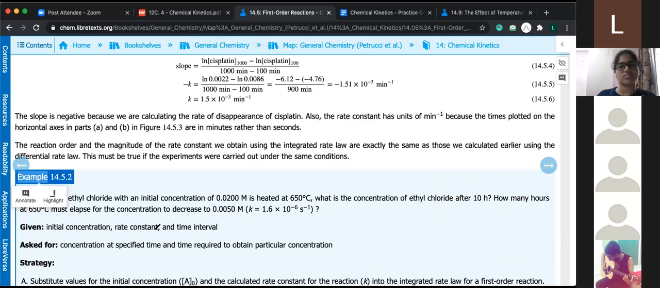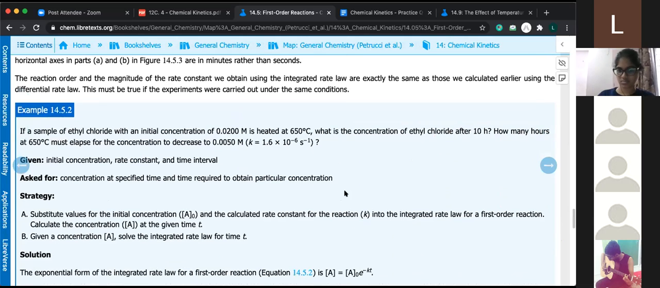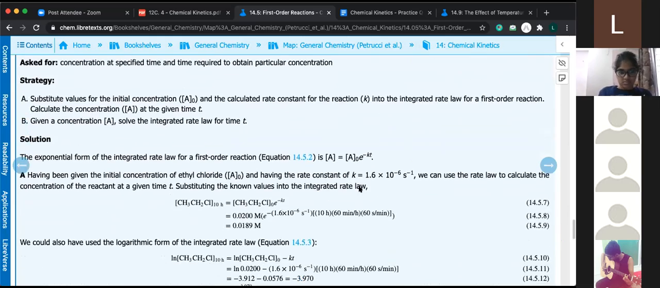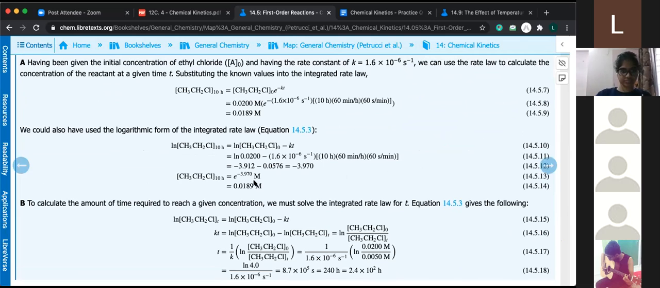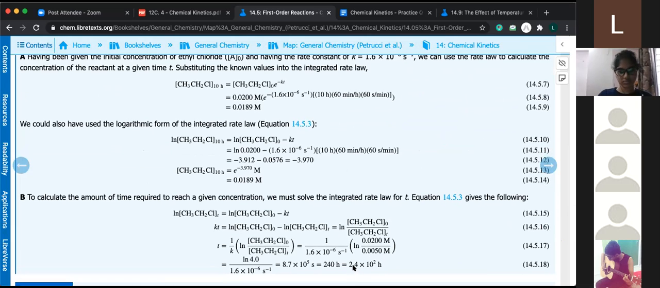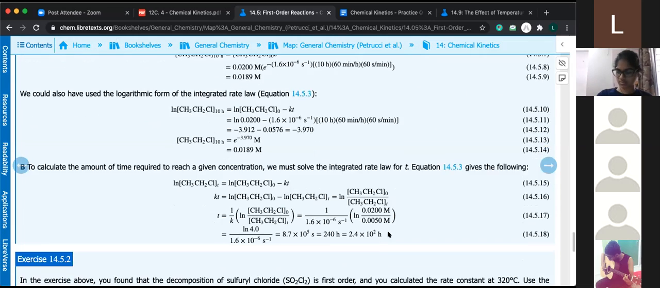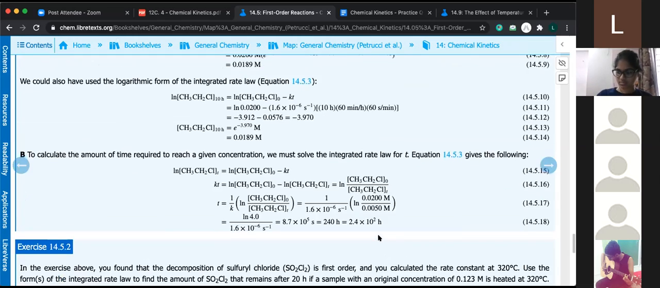Another thing, if it's easier for you to work with natural logs, then you don't have to divide by that 2.303 factor. But if your log tables are only to the base 10, then you will have to divide. So the answer, I'll share it with you guys. The concentration should come out to 0.0189 and the time should come out to 2.4 into 10 squared. That's 240 hours. Yeah. Next.